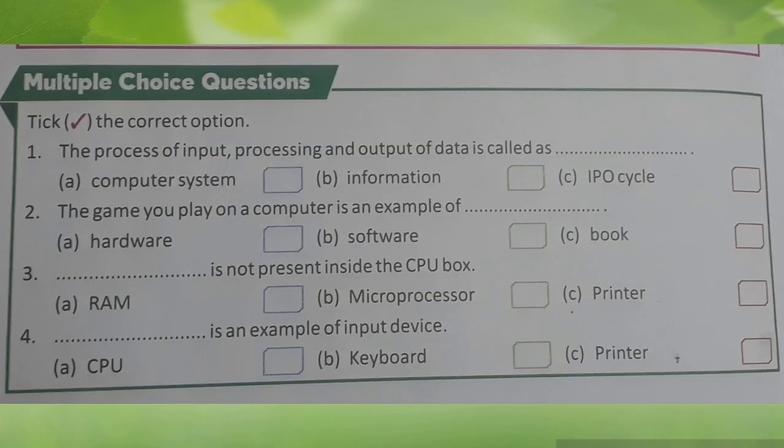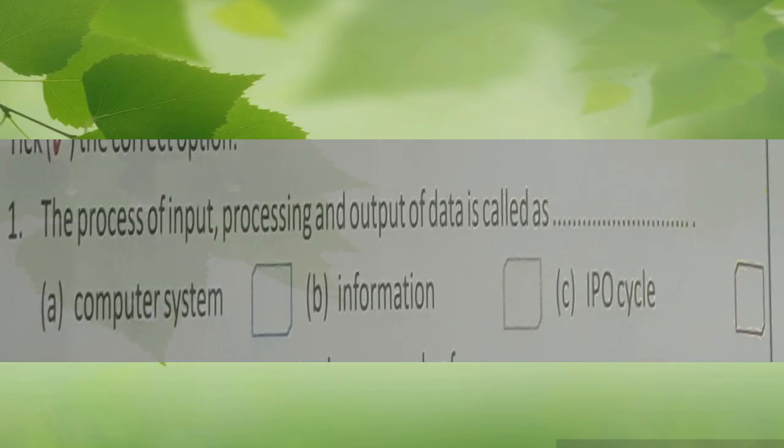Page number 8. Multiple choice questions. 4 questions we can see inside a box. We have to put a tick near to the correct option. The first question, the process of input, processing and output of data is called as dash. Is it computer system? No. Information. That may not be the right answer because information is the output. The answer is IPO cycle.